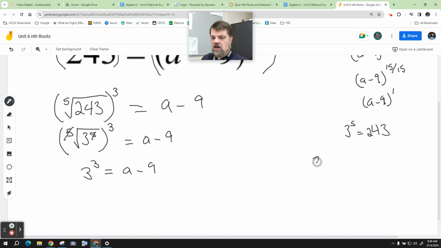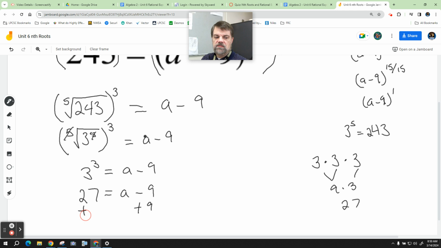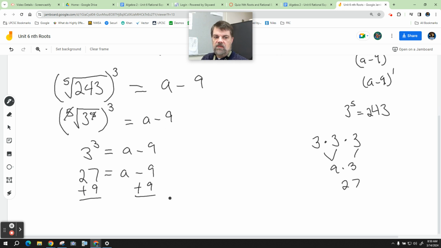3 to the 3rd power is 3 times 3 times 3. This is 9 times 3, which equals 27. So you end up with 27 equals a minus 9. Add 9 to both sides. And what is 27 plus 9? 36. Equals a.